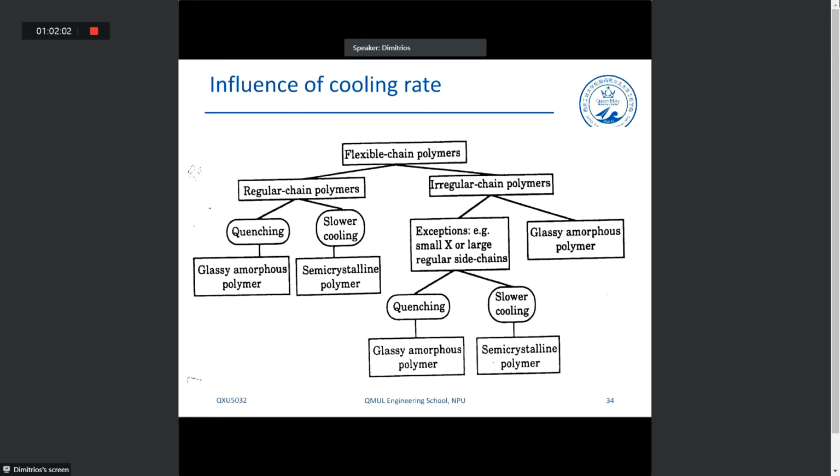So essentially, even if it's regular or irregular, it doesn't really matter. And we say that for regular chain polymers, quenching leads to amorphous polymer, because we don't have enough time to crystallize, while slower cooling leads to semi-crystalline polymer. And for irregular chain polymers, we commonly have glassy amorphous polymers, which are completely amorphous. In the case of large regular side chains, we can also quench them and make them glassy amorphous, or apply slow cooling and get semi-crystalline polymers.